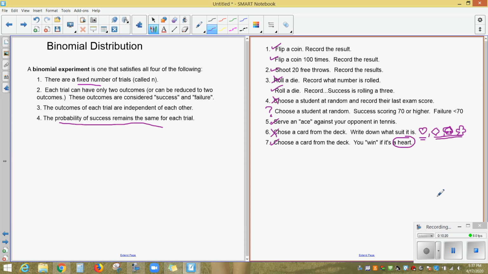So in the next video, we're actually going to compute some of these probabilities, but I wanted to take a substantial amount of time to make it clear what's binomial and what's not. So stay tuned.